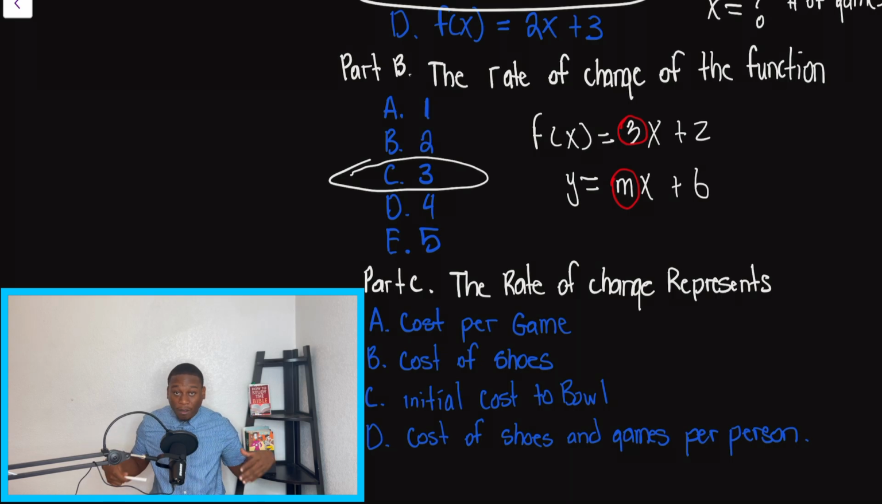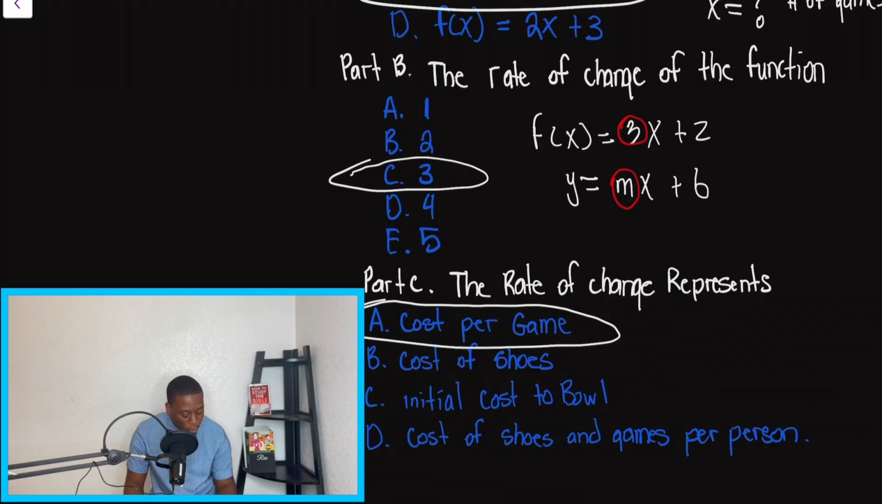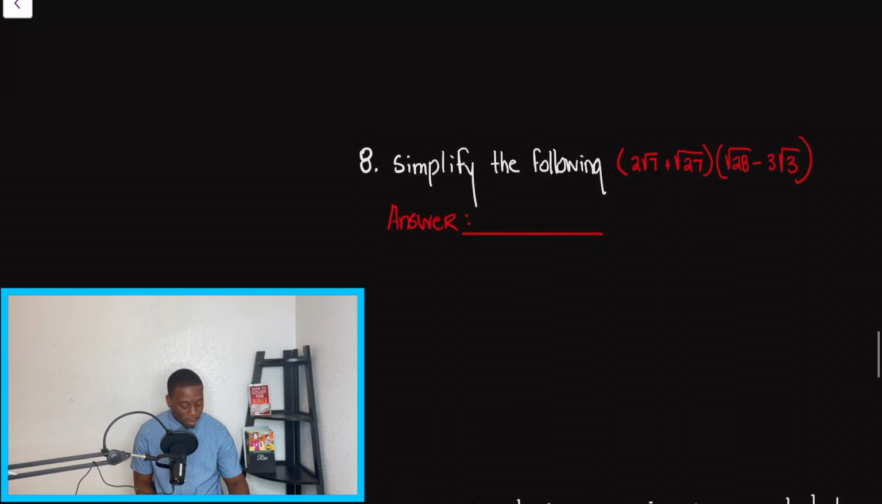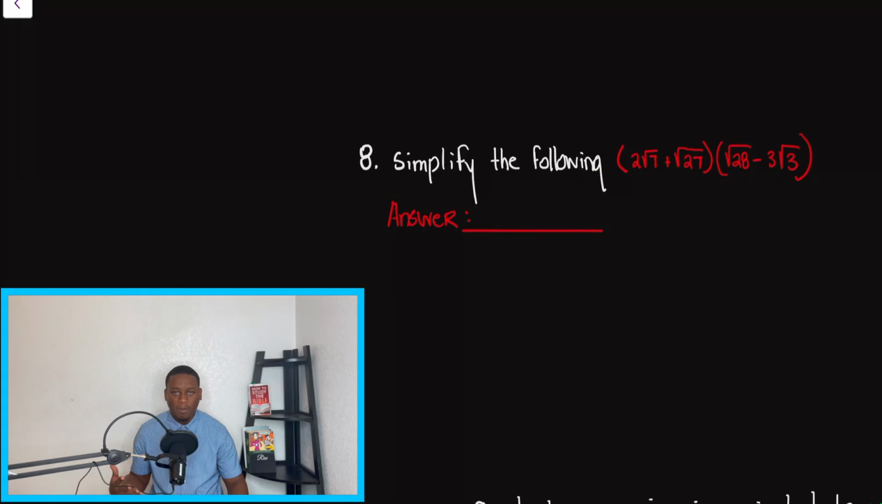If we were able to create the function, then that means we know what the rate of change represents and what the constant represents. So the constant, which is 2, is that one-time fee of $2 to rent the shoes, and the rate of change represents basically the cost per game. So we know our answer choice is going to be A, for part C, right? Exactly. So nice problem, or review, I should say, on functions. Now let's go down, and we're getting towards the end of our midterm review.